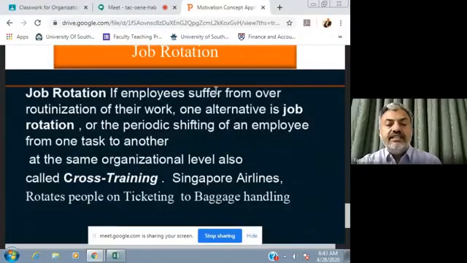Singapore Airlines does this. They rotate people from ticketing to baggage handling. For a few months, a person who is doing the ticketing and issuing boarding passes to the customers who are coming in, and taking care of all their little details, giving them baggage tags and everything, is rotated and sent to the baggage handling department for a few months, and the people working in the baggage handling department are rotated to the ticketing or lounge handling facilities.